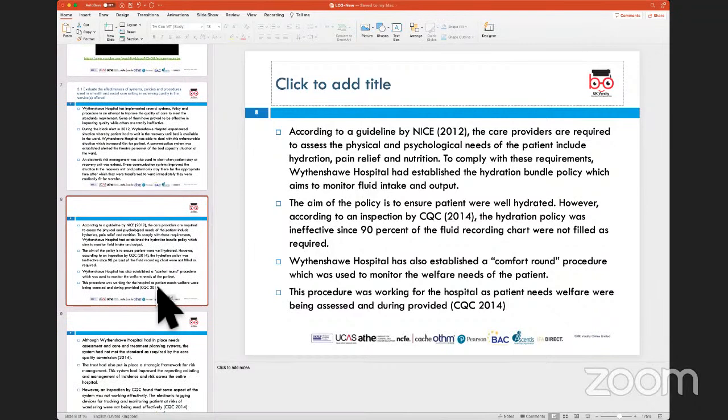So as you can see, this example gives you a clear indication of how a policy has been created using a guideline from NICE, which is the hydration policy. But when we look at the implementation of the policy within the hospital, it has been done on paper, but not practically implemented. And when an inspection by CQC happened, it put down recommendations to say, although there is a policy on paper, we don't see that policy updating the outputs in terms of how it is being implemented by the staff within the hospital.